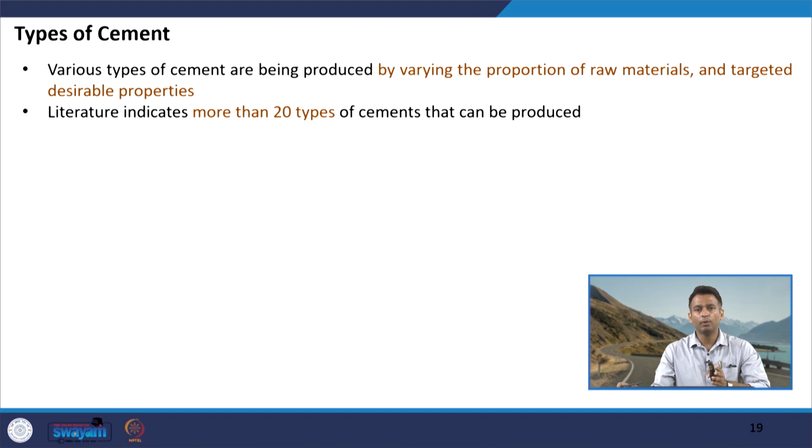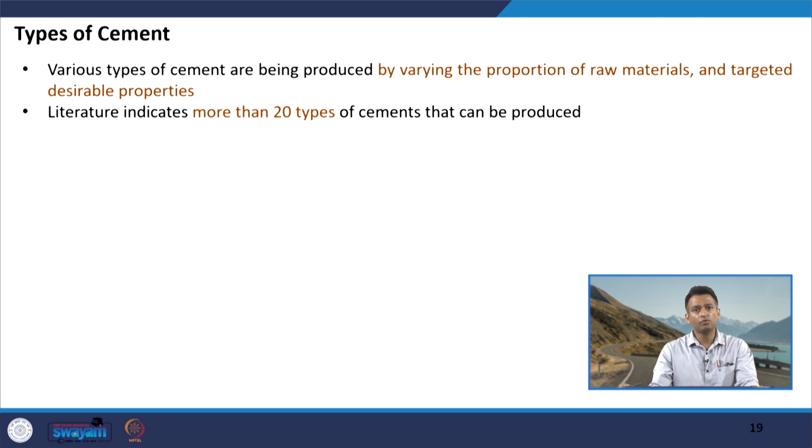Now, these different types of cements work on the same principle, but the proportions of the raw materials used are usually varied, and this decision depends on the targeted desirable properties. If we see the literature, we can find that more than 20, 25 up to 30 types of cement are being discussed.